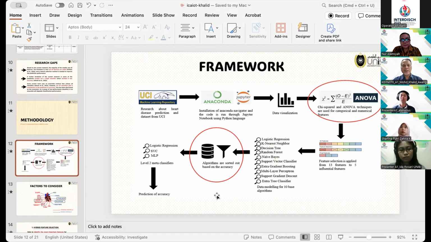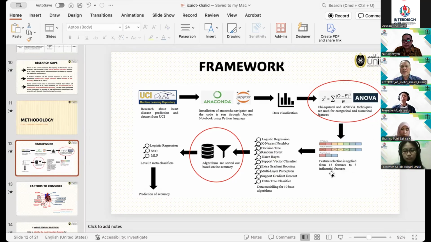Okay, this is our research methodology. Okay, we started with the collection of the dataset. We take it from the UCI dataset for heart disease, and then we are using Anaconda, using Jupyter as our framework, doing the programming, the data trimming, pre-processing, and so on, and we use two kinds of algorithms to select the most optimal features, which are the chi-square and also the ANOVA.